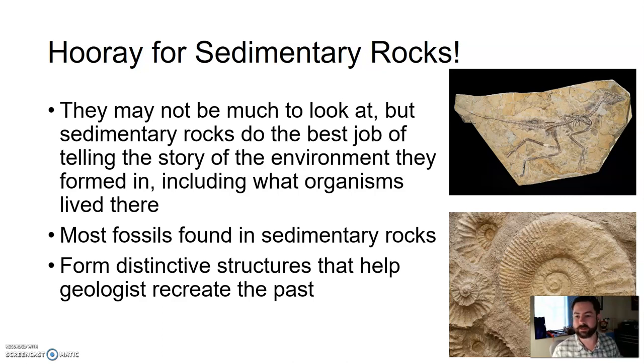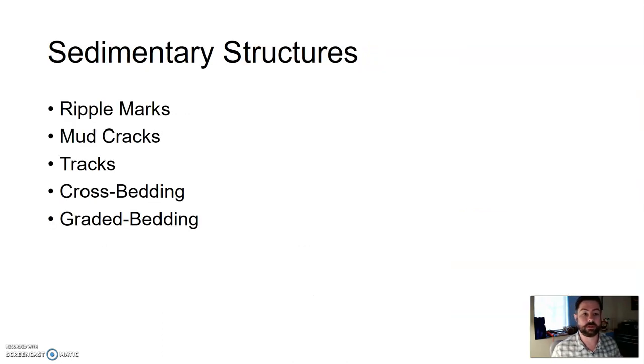So sedimentary rocks tell one good story. They can tell about the organisms that lived in a certain area. They can tell about the environment based on the structures that are embedded into the rocks themselves. So they tell a good story. Some of those structures embedded into sedimentary rocks include things like ripple marks, mud cracks, tracks, cross bedding, graded bedding.